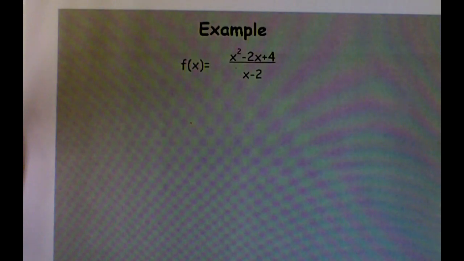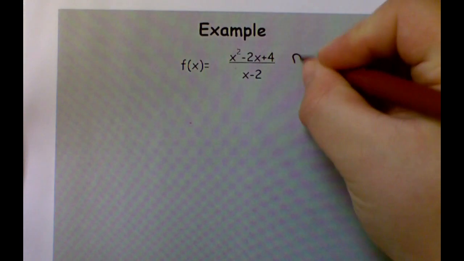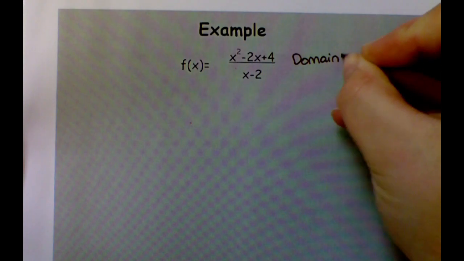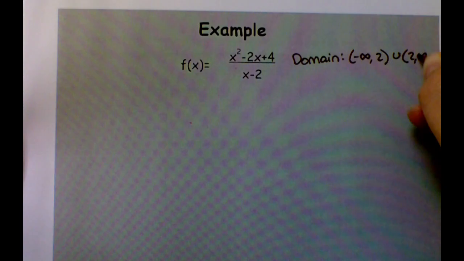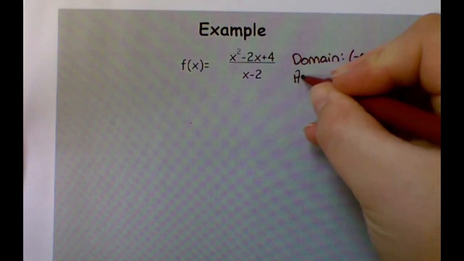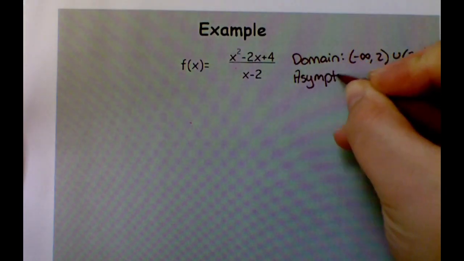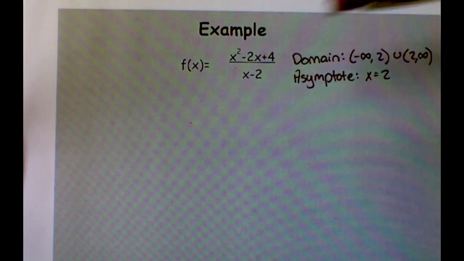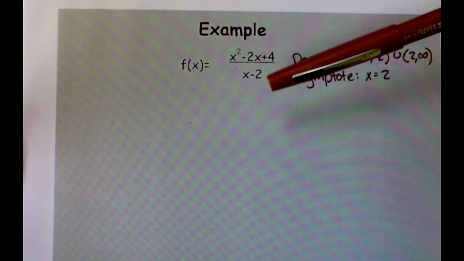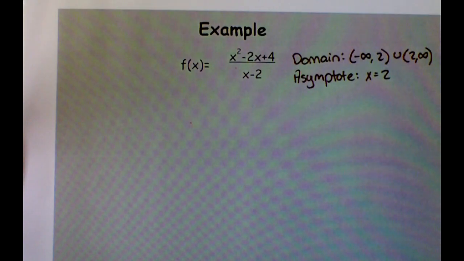All right, for our next one, we're going to start off the same way. Let's actually start with our domain. If I look at my graph, x can't be 2. So my domain is negative infinity to 2 and 2 to infinity, which tells me that I have an asymptote at x equals 2. I also know that I don't have a horizontal asymptote because the degree of the numerator is bigger than the degree of the denominator.